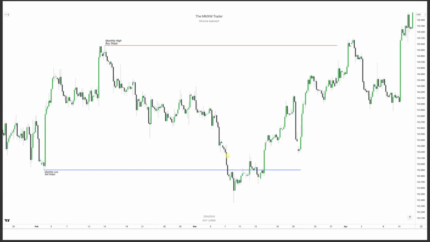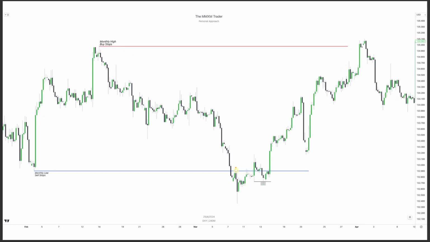So we're diving in a little bit lower, right? We're going from monthly into 4-hour continuation purges. So what does that look like? We've got the monthly low sell stops being taken out, and then we want to aim for that monthly high where the buy stops are resting. We've got a break of structure over here, right? And then a continuation purge down here.